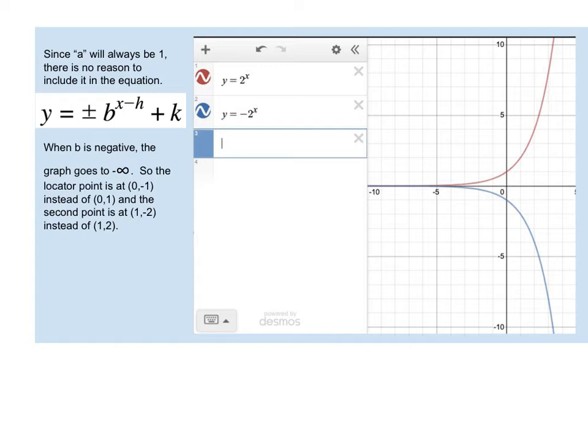When we start at our locator point, here we would go up 1 to the point (0, 1). If it's negative, we would just go down 1, so that would be (0, negative 1). The second point, since it's 2, is 2 units up from the asymptote, which I probably should have drawn in, right here. If you have a negative, it would be 2 units down, so that's negative 2. A negative 1 is really just a reflection of the positive 1.